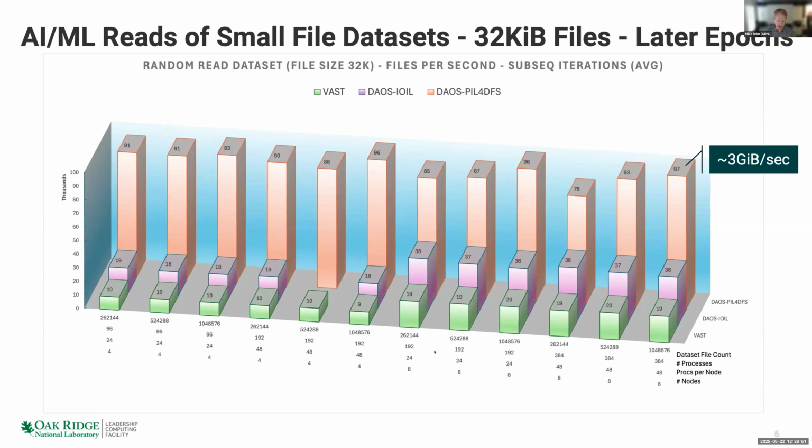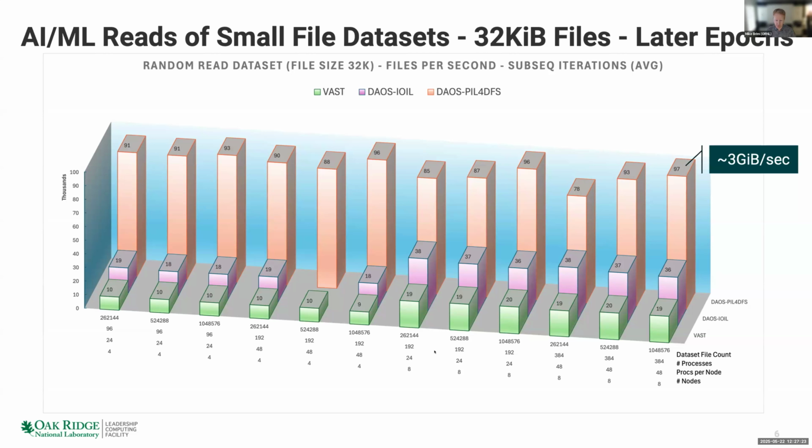So, moving on to the subsequent iterations. This is iterations 2 through 4 of the 4 iterations, and this is the average performance on each one of those iterations. What we see here is VAST shows roughly a 2.2 times bump versus the first iteration, so they are seeing some caching benefits. We still see the roughly step behavior for increasing from 4 to 8 nodes.